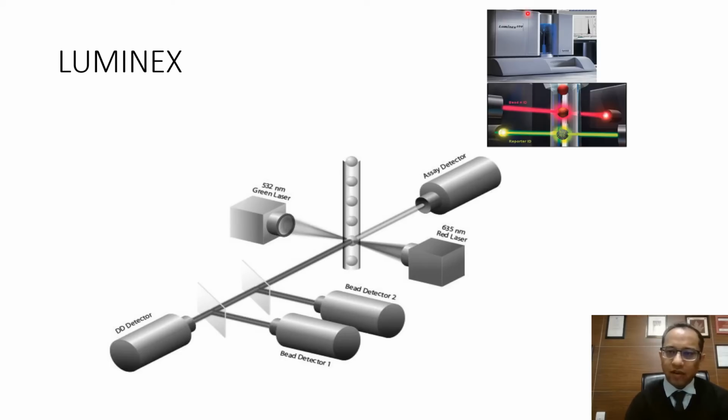So this is the instrument that I was talking about, Luminex. It's got a red and a green laser. Whenever there is hydrodynamic focusing and the bead passes through this aperture, the laser hits it and that is captured by the bead detectors. So essentially this Luminex instrument is like a flow cytometer, and that is how it detects, and the readout is a mean fluorescent intensity.